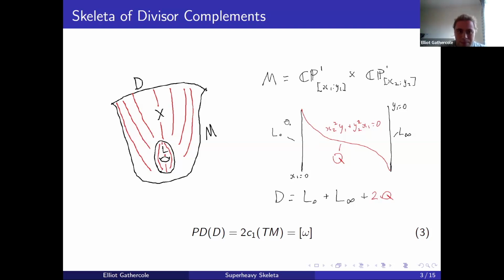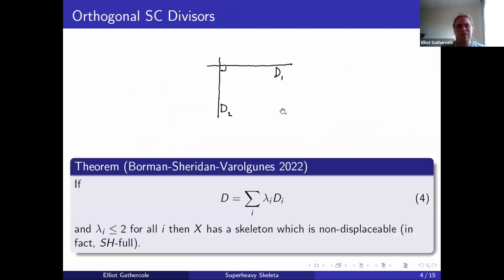And the reason why this might be useful is because if instead of something that looked like this, we had an orthogonal SC divisor, which is a union of positively and orthogonally intersecting symplectic submanifolds, then we could apply this theorem of Ullmann, Sheridan, and Farrell-Gunez, which says that the complement of that kind of divisor has a skeleton which is SH full, which is the same as being full measure with respect to the measure that Adi described in the previous talk. So that would definitely imply being non-displaceable from itself.